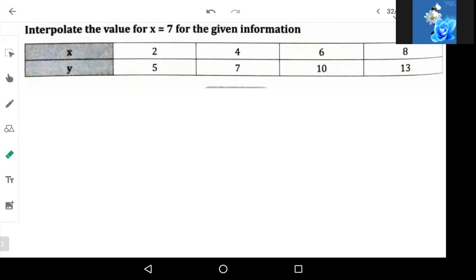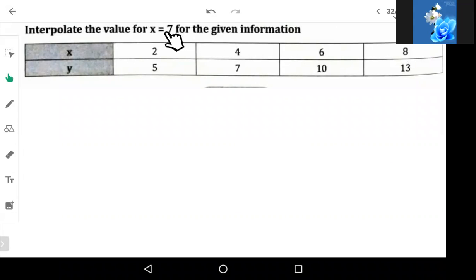Now the first problem: interpolate the value at x is equal to 7 for the given information. If you see here, the x values are 2, 4, 6, 8. They are at an equal distance. Everything has a difference of 2. So 2, 4, 6, 8 are the values.